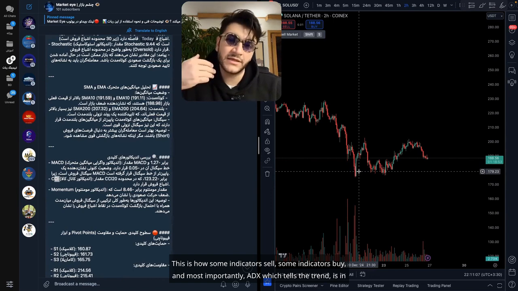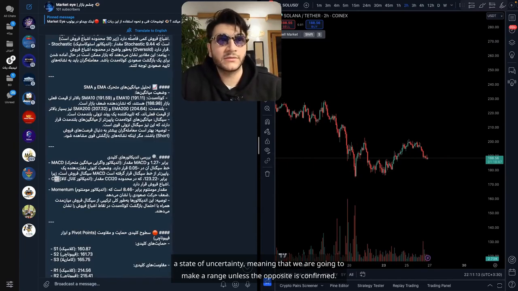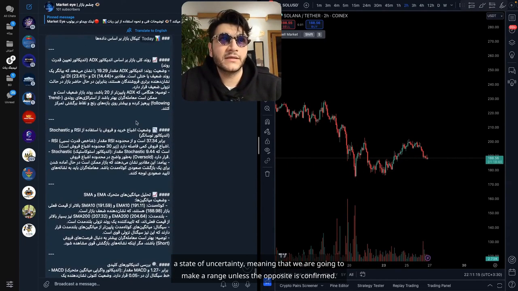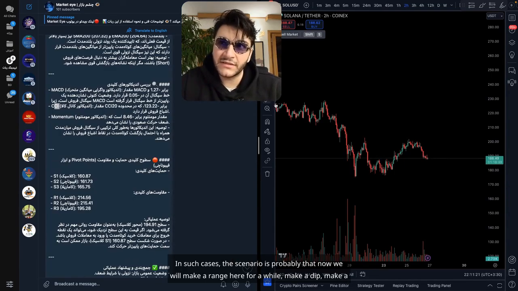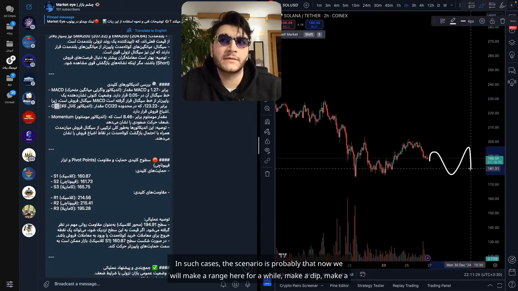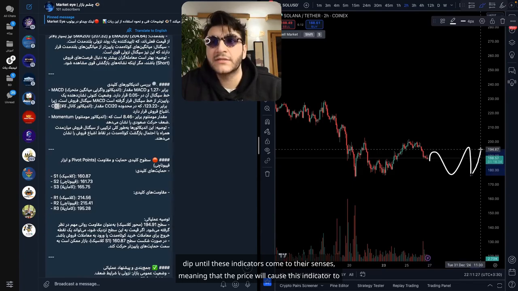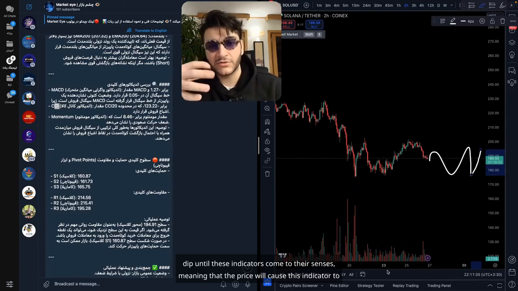This is how some indicators sell, some indicators buy, and, most importantly, ADX, which tells the trend, is in a state of uncertainty, meaning that we are going to make a range, unless the opposite is confirmed. In such cases, the scenario is probably that now we will make a range here for a while, make a dip, until these indicators come to their senses, meaning that the price will cause this indicator to adjust.